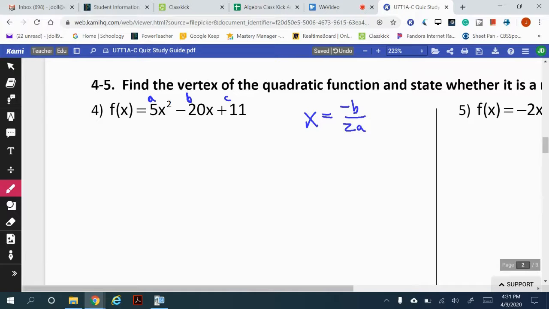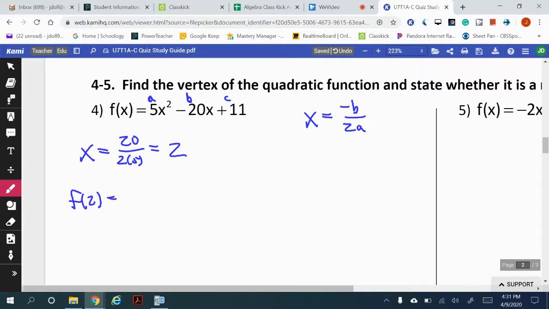Well, A is 5 and B is negative 20. So the opposite of negative 20 is positive 20. And 2 times 5 is 10. 20 divided by 10, x equals 2. Now that I know the x-coordinate, we can plug in x and simplify to find y.